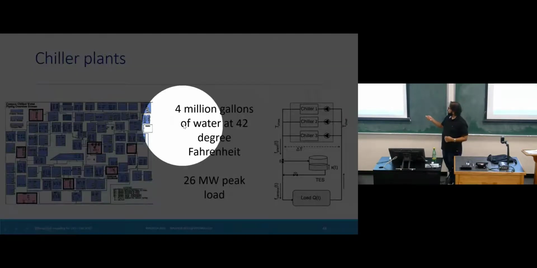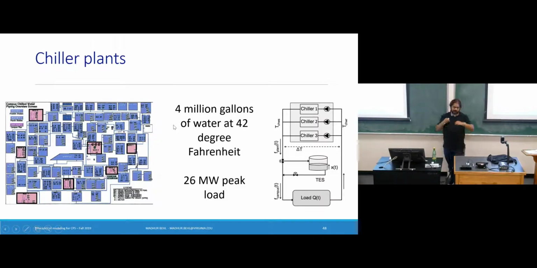So you have many, many chillers across the campus, and they're serving different buildings. In some sense, it's very similar to how a single building operates. An air handler unit is serving multiple rooms. The chiller is doing the same, but instead of rooms, it's serving multiple buildings.